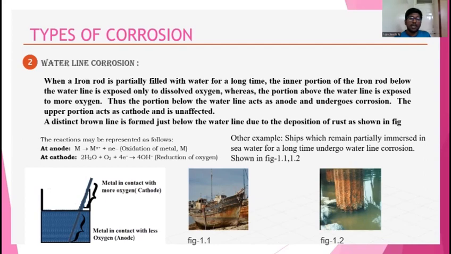A distinct brown line forms just below the waterline due to the deposition of rust, as shown in the figure. The reaction may be represented at the anode: oxidation gives rise to the metal ion and electron. At the cathode, water and oxygen react to give rise to hydroxide. Another example: ships which remain partially immersed in seawater for a long time undergo waterline corrosion.